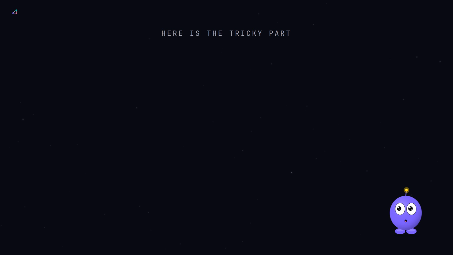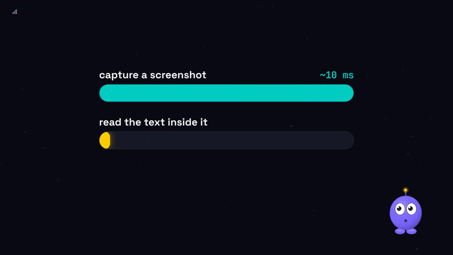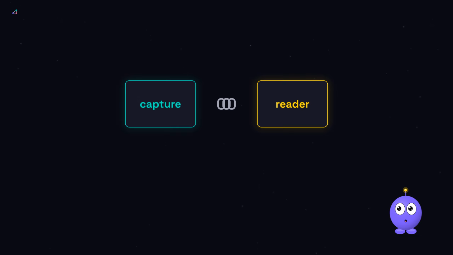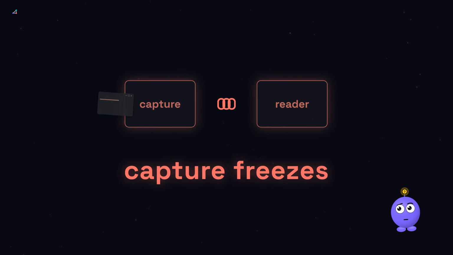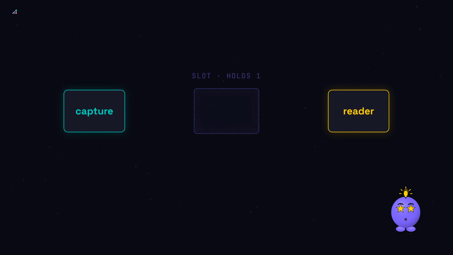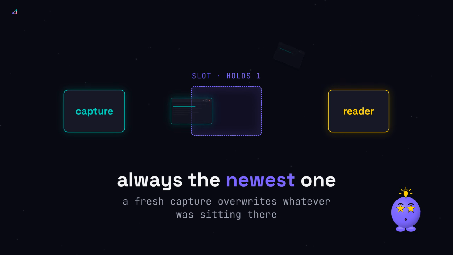Here is the tricky part. Taking a screenshot is fast, around 10 milliseconds, but reading the text inside it is slow. Sometimes 100 times slower. If you simply chain the two together, capture would freeze, sitting there waiting for the reader to finish. So the design decouples them with a single shared slot that holds exactly one frame, always the newest one. While the reader is busy working on one frame, a fresh capture just overwrites whatever was sitting in the slot. The newest frame always wins.